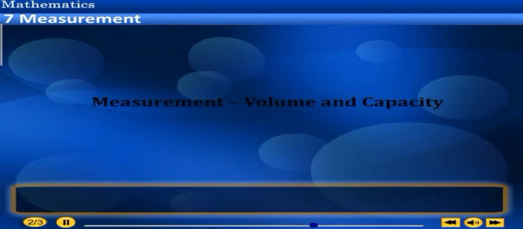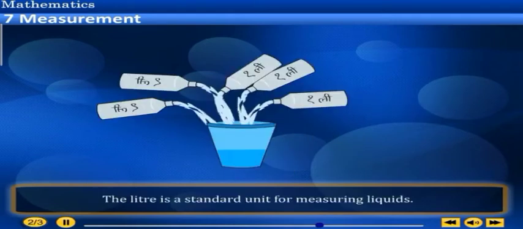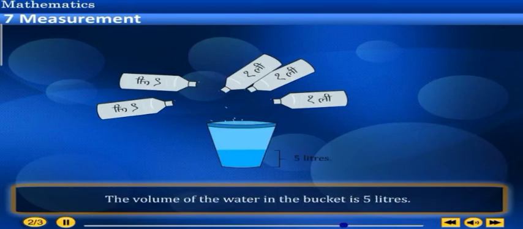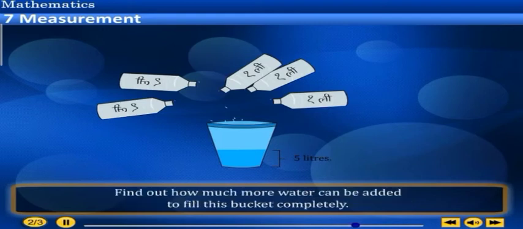Measurement, volume and capacity. The liter is a standard unit for measuring liquids. 5 1-liter bottles of water were poured into this bucket. The volume of the water in the bucket is 5 liters. Find out how much more water can be added to fill this bucket completely.